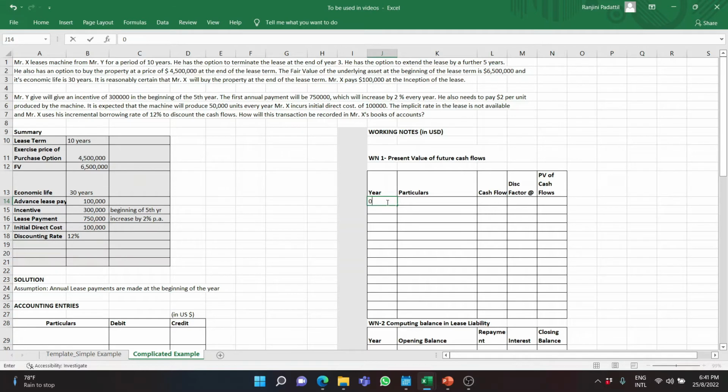Right, so the payment made at the beginning of the first year will be shown as 0. Go on considering the beginning of the year. The payment made at the beginning of the 10th year will be considered as the end of the 9th year. So all of these are annual lease payments. Let's look at the cash flow. It starts off with 750,000 and then there is an increase by 2% per annum.